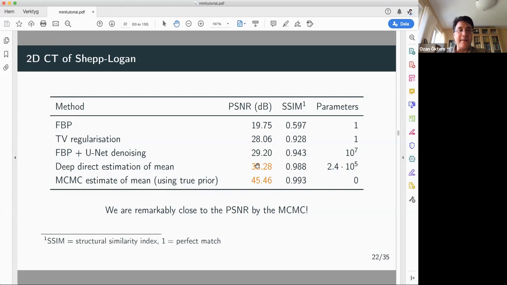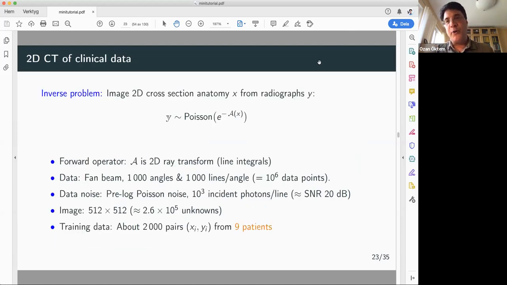But you also see that even compared to total variation on this simplistic, undersampled 2D image, you gain quite a bit of PSNR. And also the number of parameters in the network is 250,000 here, whereas the denoising approach has 10⁷ parameters. FBP and TV have one parameter each, which you select, and the conditional mean MCMC estimator has no parameters. But this was a toy example, so let's move on to a more realistic example, which is more clinically inspired.